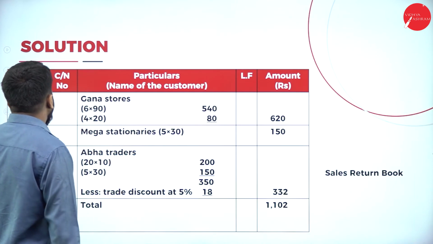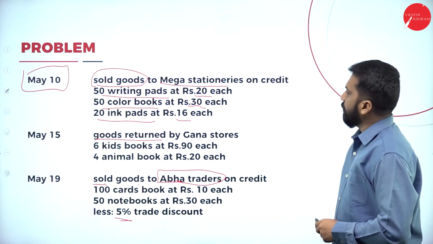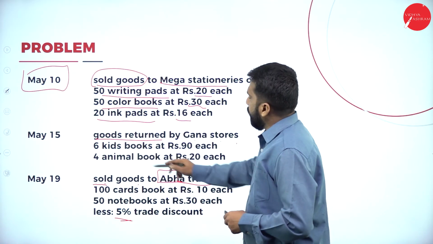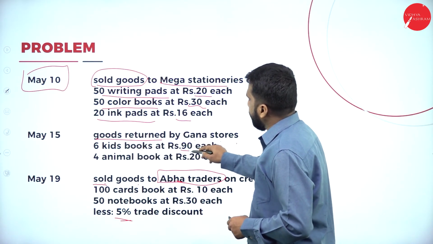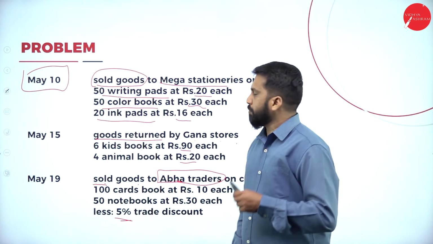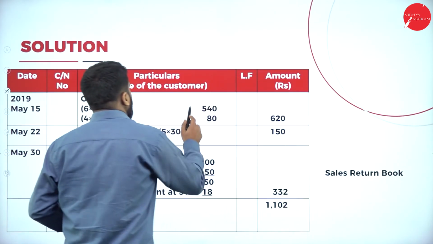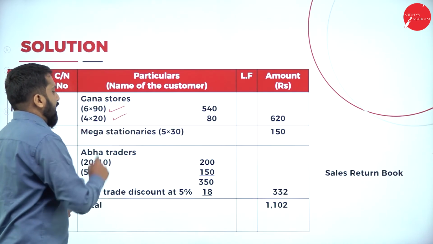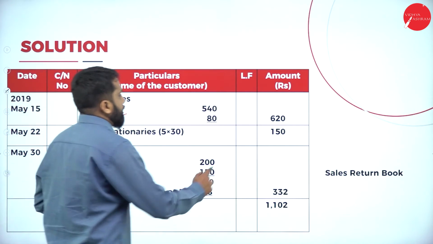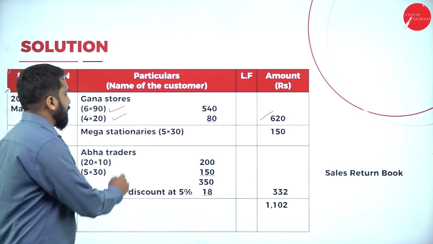Now, these are the sales returns we have: 15th, 22nd as well as 30th. Now, we have the 15th. Goods returned by Ghana Stores: 6 kids books at 90, 4 animal books at 20. This is called the sales return book. What is the name? Ghana Stores. Now, Ghana Stores 6 into 90 and 4 into 20. Multiply and write. So, it will be 620. Clear? Yes.